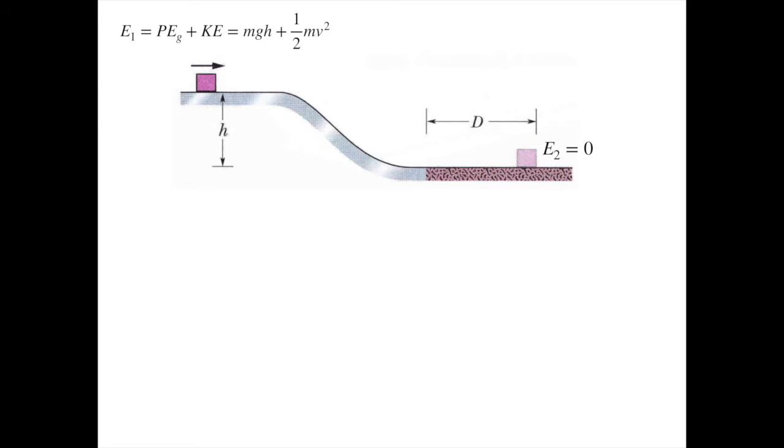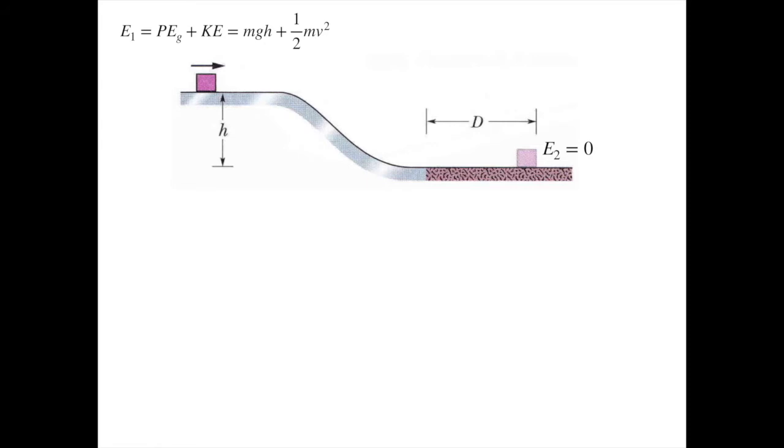Then at the end, when the block has reached the bottom and has moved through the part with friction and has come to rest, as the problem said, then our potential energy is equal to 0 because our height is equal to 0, and our kinetic energy is equal to 0 because our block has come to rest, our velocity is equal to 0. So energy at point 2 is equal to 0. We don't have to worry about calculating at any intermediate points because we're not asked anything about that. We're just looking for the beginning and the end.